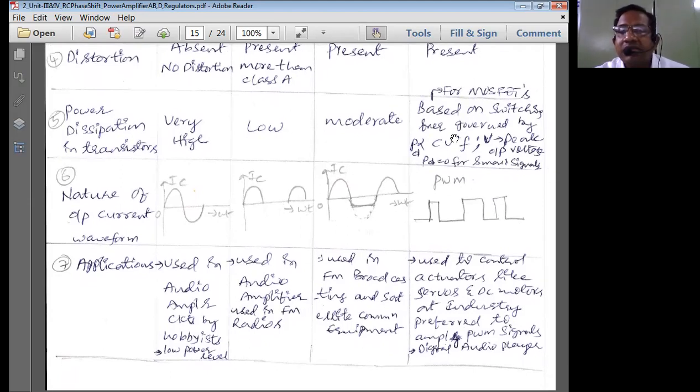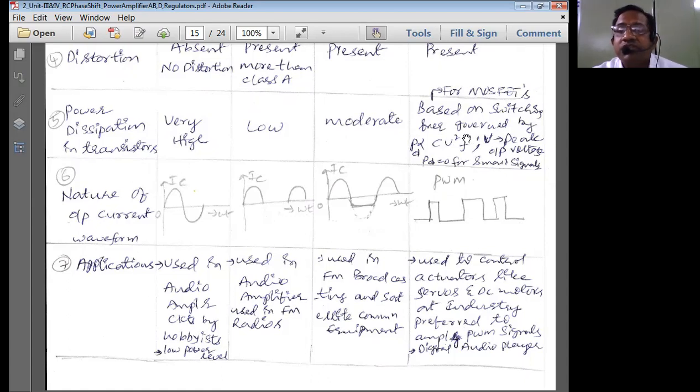Now, in the case of the class D type of power amplifier, we usually prefer, in the IC manufacturing sector, MOSFET transistors, metal oxide semiconductor field effect transistors, because we want very fast switching. To have very fast switching, MOSFETs are more suitable than BJT transistors, because BJTs operate in the milliamperes range, while MOSFETs operate in the microamperes range and sometimes the nanoamperes range. Therefore, the switching speed is also going to be higher in the case of MOSFETs.